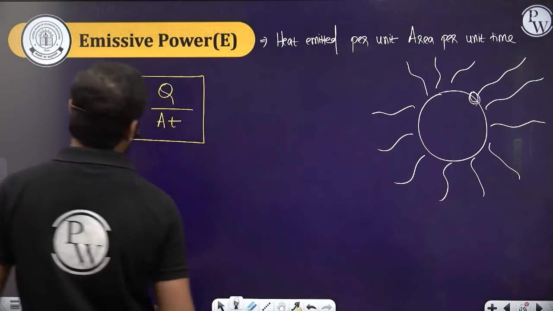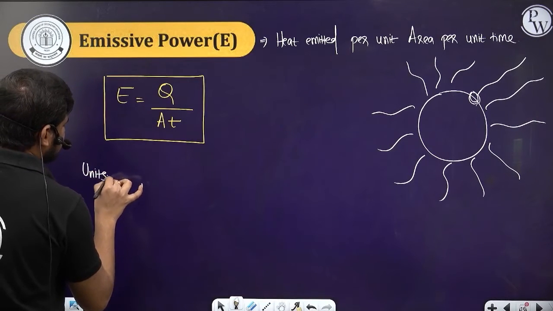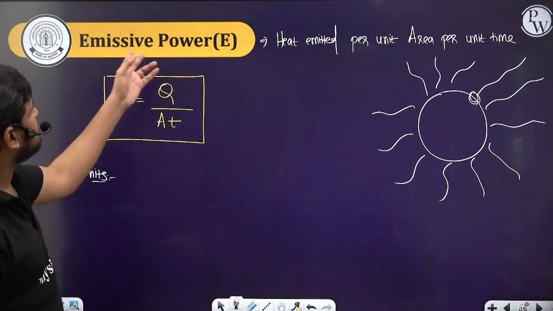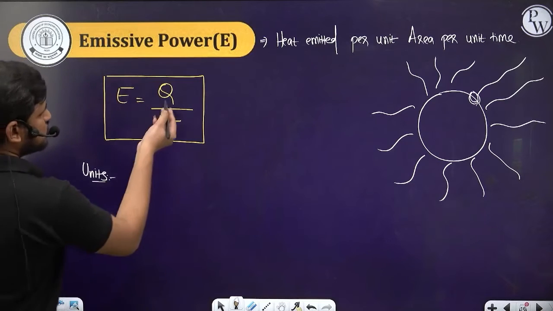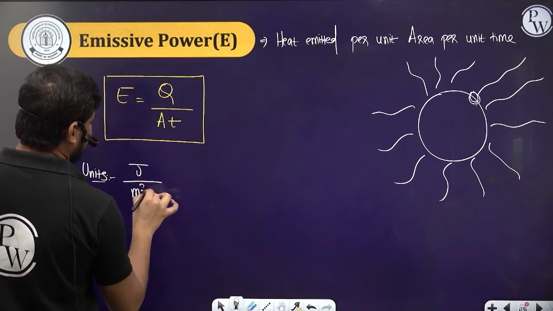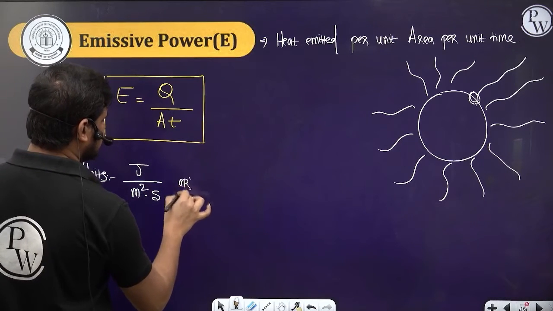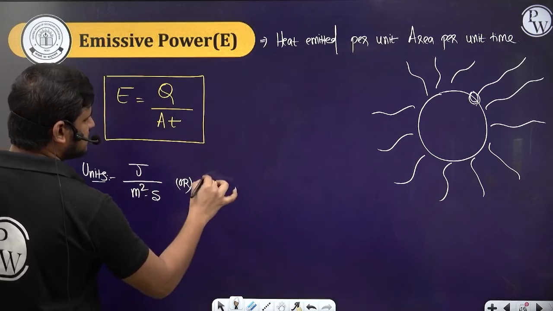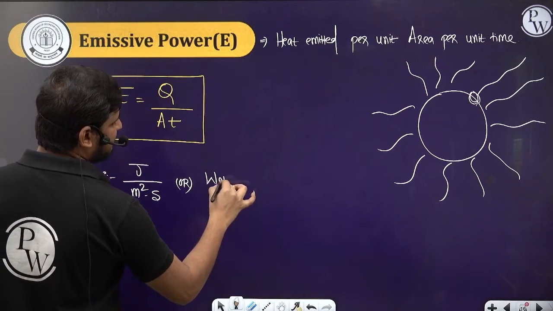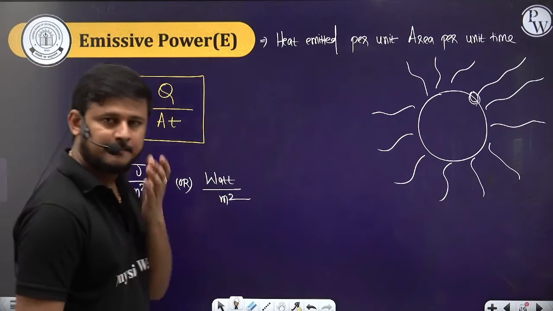Okay? Chal. So what are the units of this emissive power? Emissive power E is equal to Q joules by area meter square times time seconds. We can also write this as, joule per second is nothing but watt, so watt per meter square. So this is also fine.